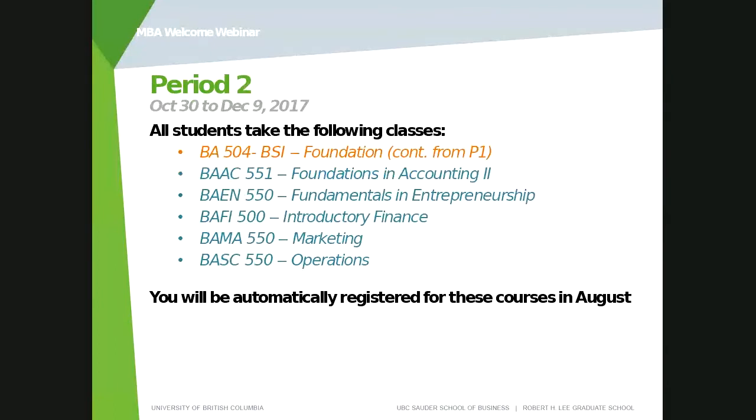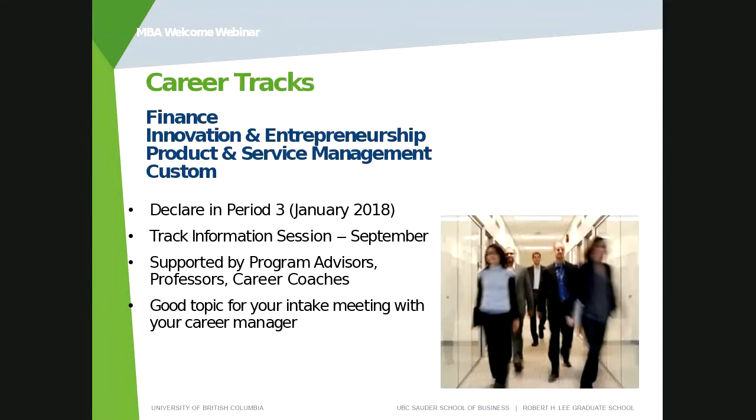In period 2, we continue with the foundational modules. You'll also take some more accounting. We have a new class called Fundamentals in Entrepreneurship, introductory finance, marketing, and operations. Again, these are courses that we'll automatically register you for. We will also have a career track information session at the end of September, which will give you a little more information about the career tracks. As you know, in our program, we have 3 career tracks: finance, innovation and entrepreneurship, and product and service management, as well as a custom track.